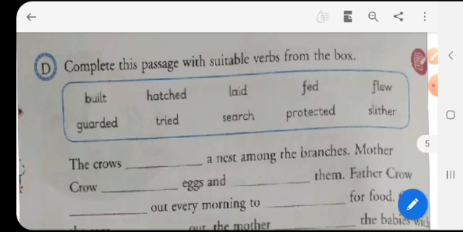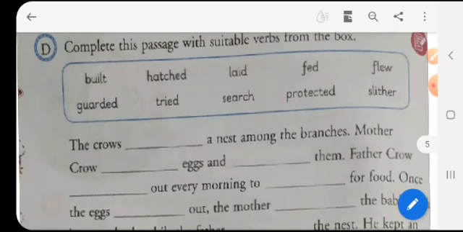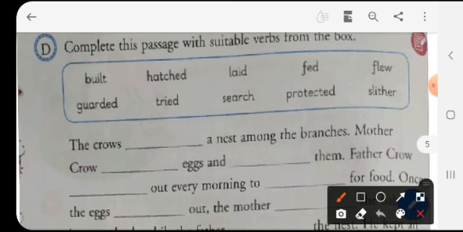Now complete this passage with suitable verbs from the box. Here are some suitable verbs given and we have to complete the passage. The crow built a nest among the branches. Mother crow laid eggs and hatched them.